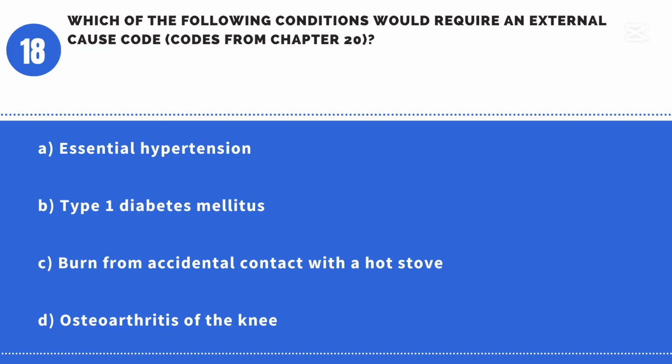Question 18. Which of the following conditions would require an external cause code? Codes from Chapter 20. A. Essential hypertension. B. Type 1 diabetes mellitus. C. Burn from accidental contact with a hot stove. D. Osteoarthritis of the knee.